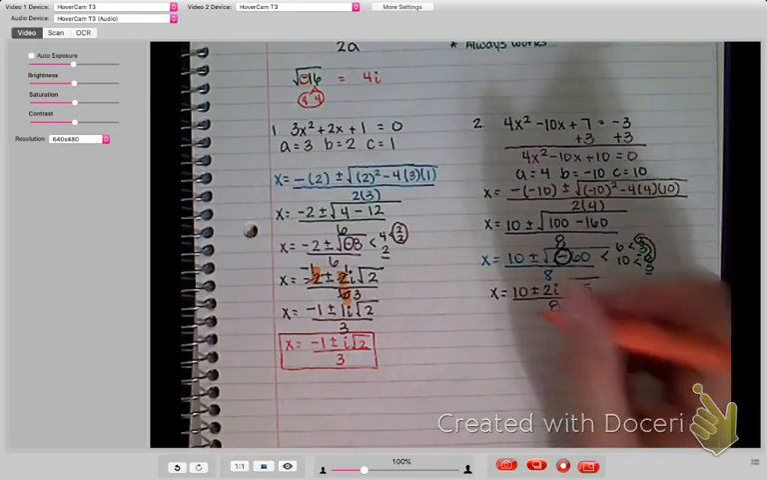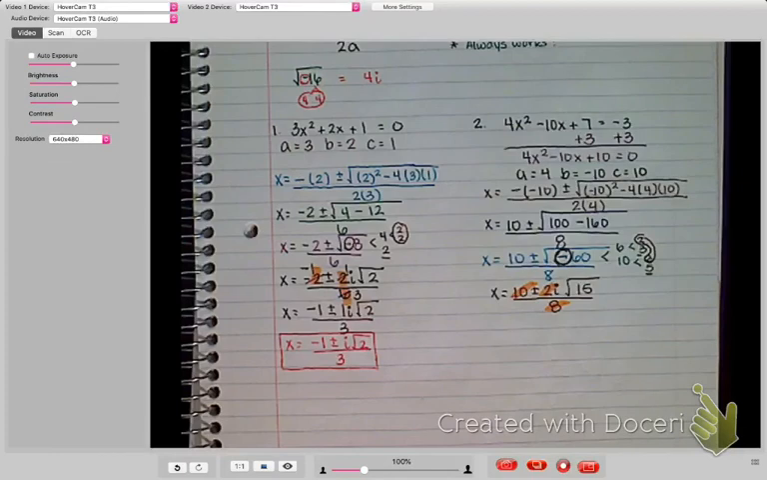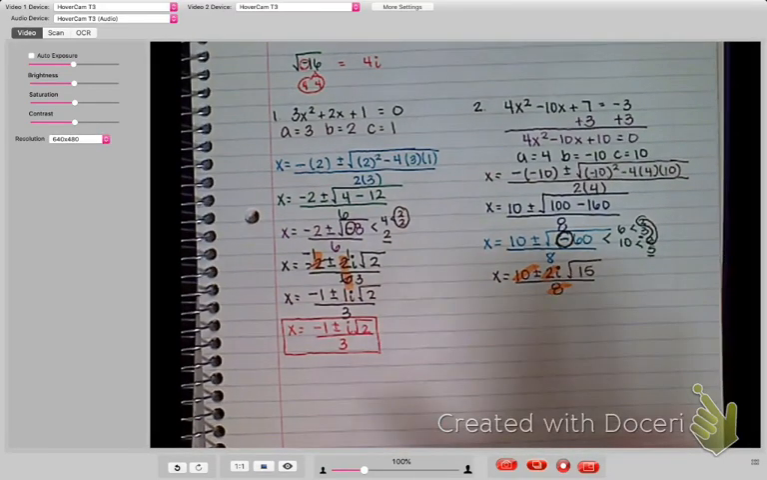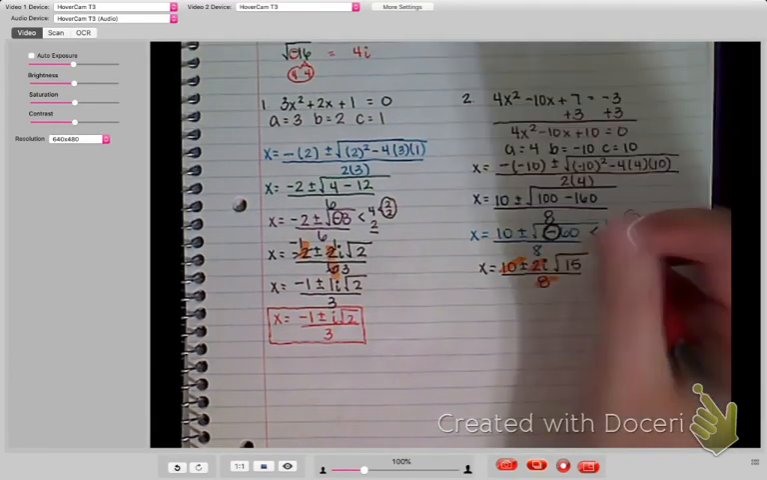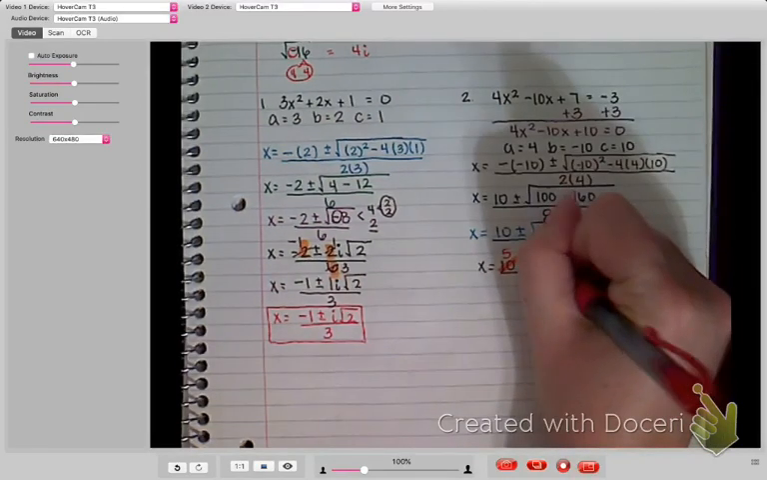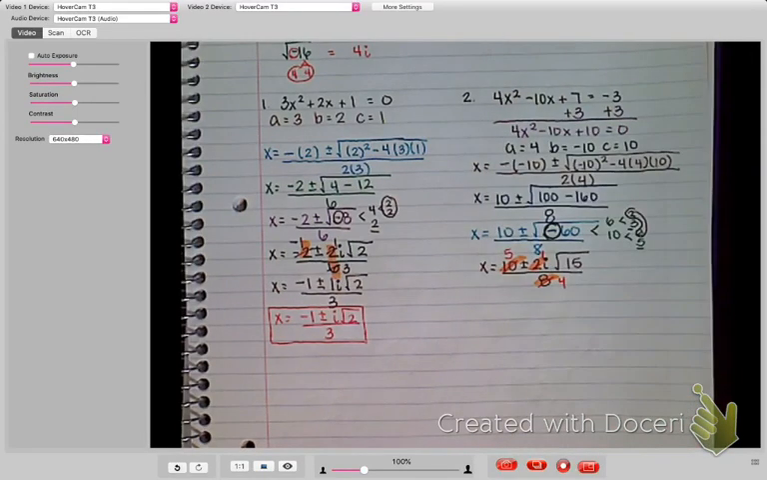I'm going to look at the 3 outside numbers and see if there's a number that goes into 10, 2, and 8. So is there a number that goes into 10, 2, and 8? Hopefully your answer is yes, and that answer is 2. So 2 goes into 10 5 times, 2 goes into itself once, and 2 goes into 8 4 times.